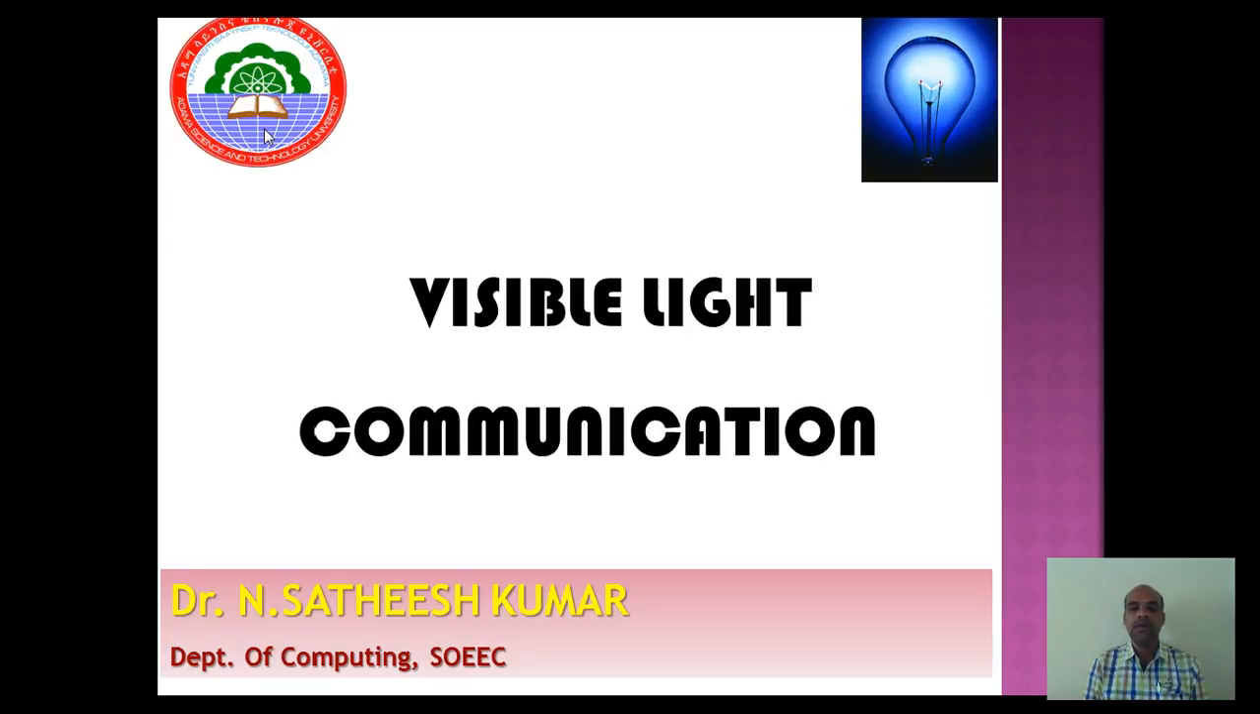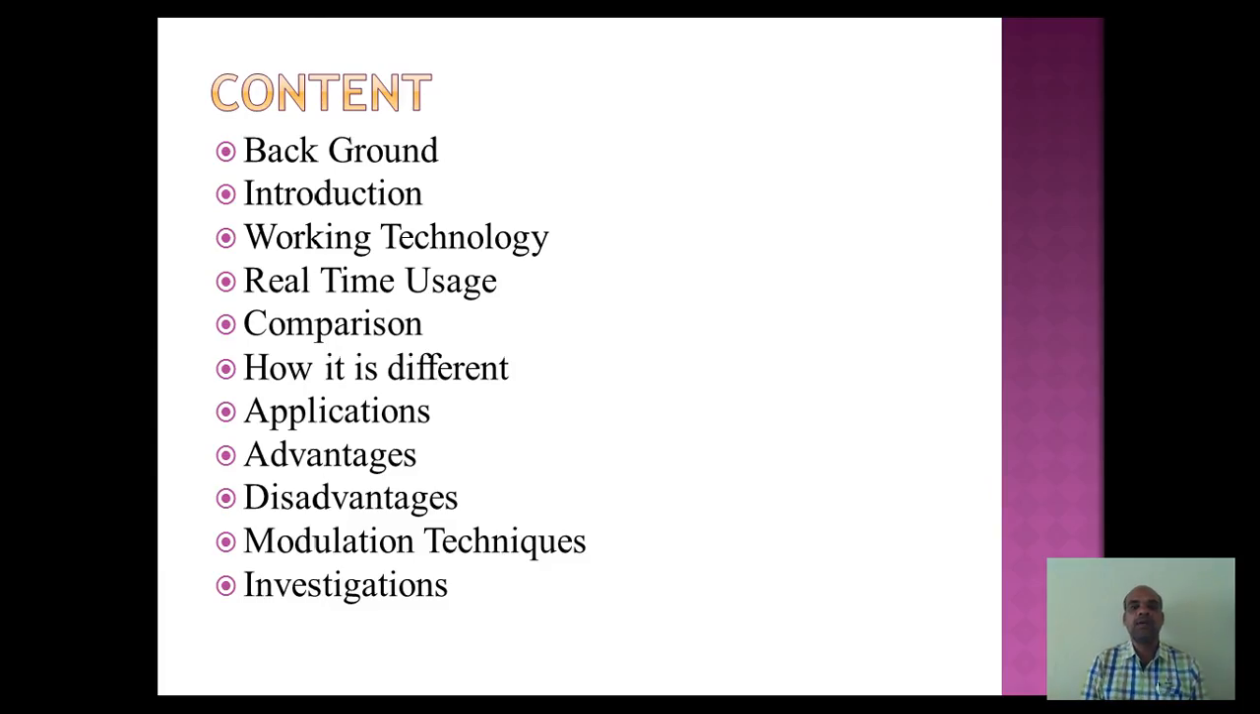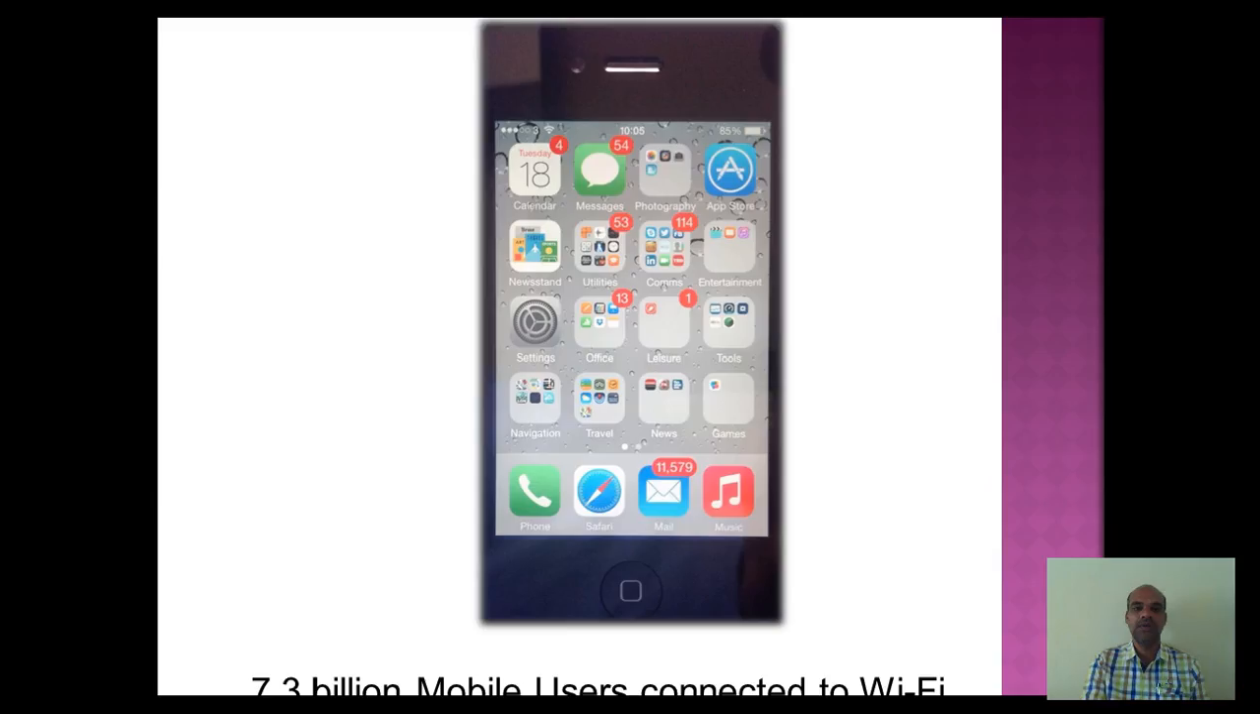And only some modifications we need to do in the existing technology, that is Wi-Fi technology. And this is the content we are going to discuss: the background, working, technology, and where visible light communication can be applicable, some comparisons about wireless technologies and how it is different from Wi-Fi, and applications, advantages, disadvantages, and some modulation techniques.